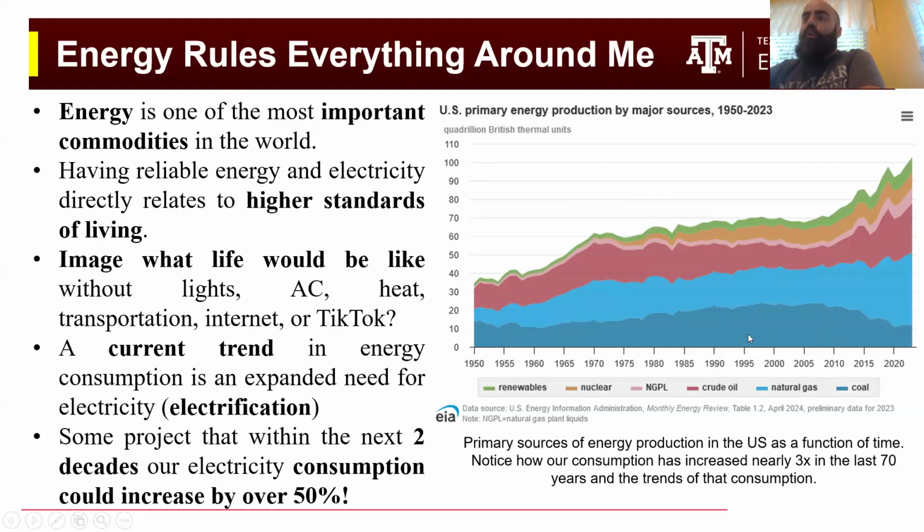The dark blue is coal. From the early 2000s to today, you can see that the amount of coal that we've used has almost halved. In the early 2000s, it was around 20 quadrillion British thermal units, and today it's just over 10. So the amount of coal that we've used has about halved, but the lighter blue is the natural gas.